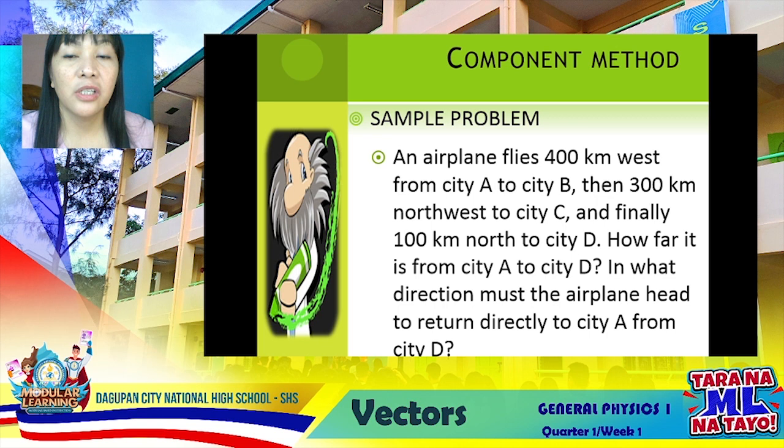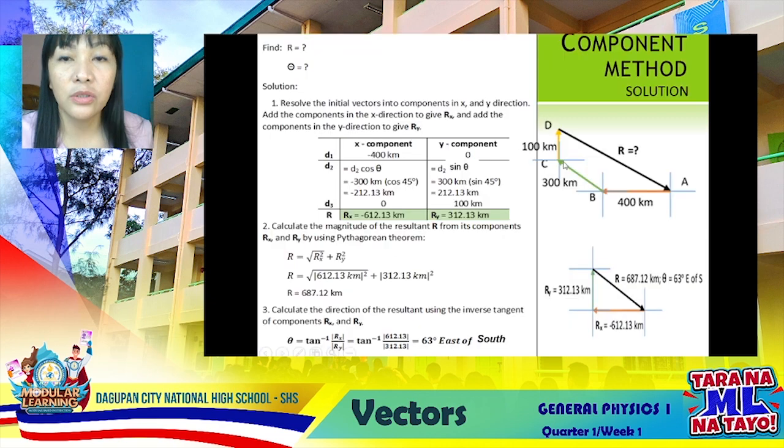So here's the solution. On the right side, we have the head-to-tail method, the polygon method, of this one. Only the vectors are being plotted. So we have the distance from city A to city B, which is equal to 400 kilometers. Now, the distance from city B to city C is equal to 300 kilometers, 45 degrees northwest. Now, the distance from city C to city D is 100 kilometers northward.